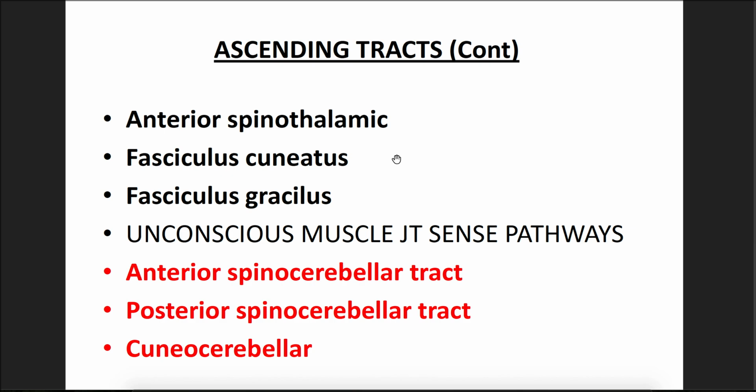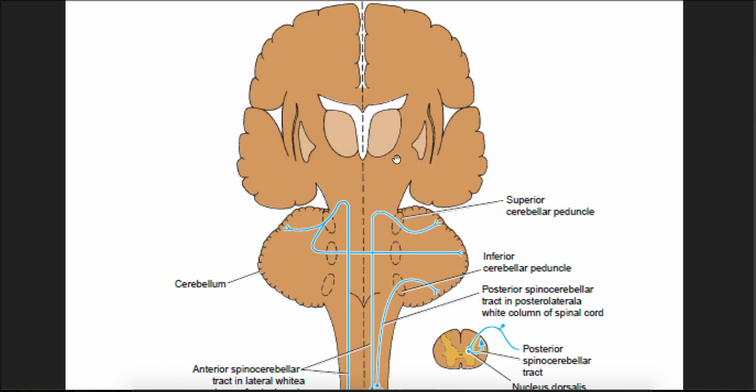Cuneo-cerebellar is a collection of fibers which break away from the fasciculus cuneatus, which is bringing in proprioceptive information from the upper half of the body and the upper limb. And those fibers which break away from the fasciculus cuneatus and enter the cerebellum are called cuneo-cerebellar.